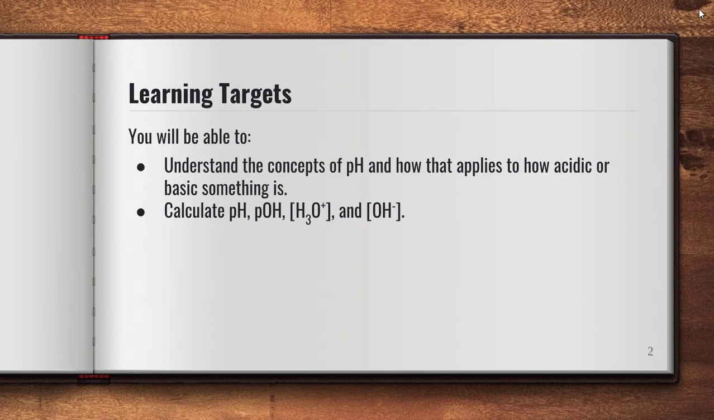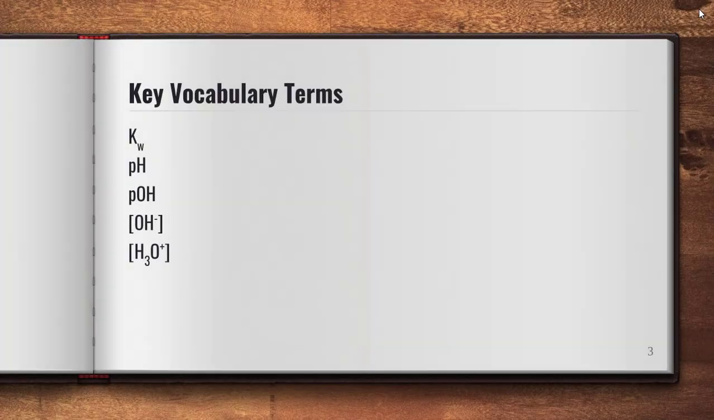You will be able to understand the concepts of pH and how that applies to how acidic or basic something is. And then you should be able to calculate pH, power of hydrogen, pOH, the power of hydroxide, the H3O+ concentration, which is the concentration of hydronium ions, and OH-, which is the concentration of hydroxide ions. We've got some key vocabulary terms here. It just looks like a bunch of letters, but we have Kw, pH, pOH, concentration of hydroxide, and concentration of hydronium.